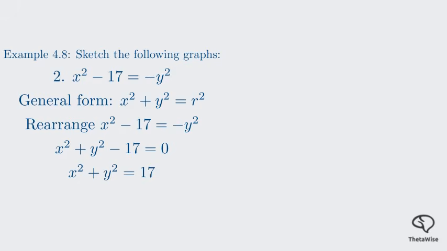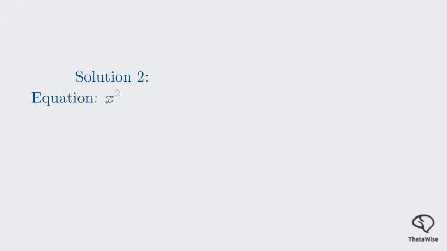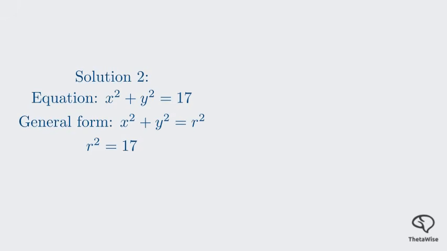And there we have it. The equation is now in the general form. By rearranging, we've transformed the equation into one that clearly describes a circle. Now we compare our new equation, x squared plus y squared equals 17, to the general form. It's clear that r squared is equal to 17. To find the radius r, we take the square root of both sides. This gives us r equals the square root of 17.